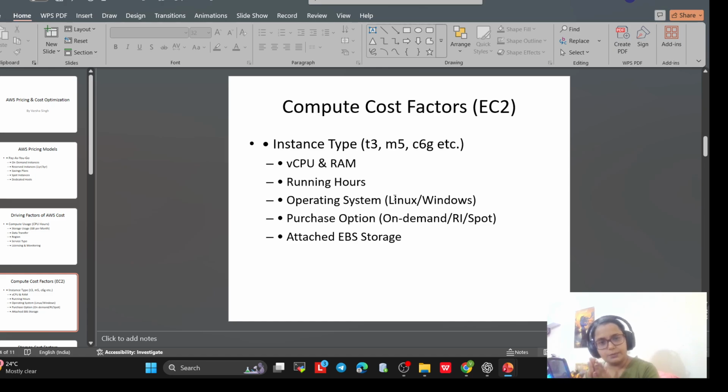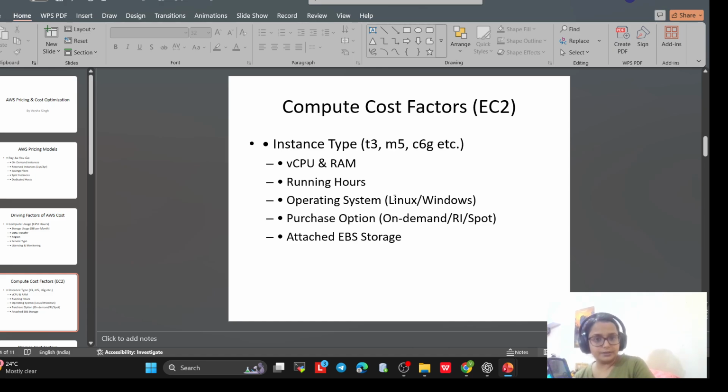Instance types are T3, T5, C6G. All of these, like T2 micro if you are practicing, generally we use T3 large. So these are also types of instances. That is for the compute-level cost factor.